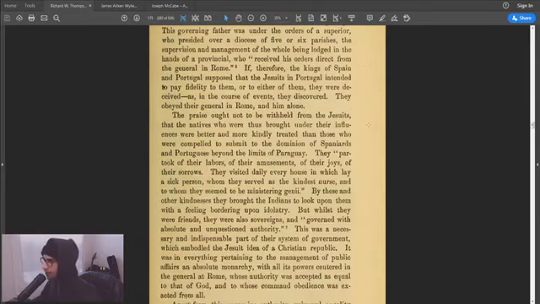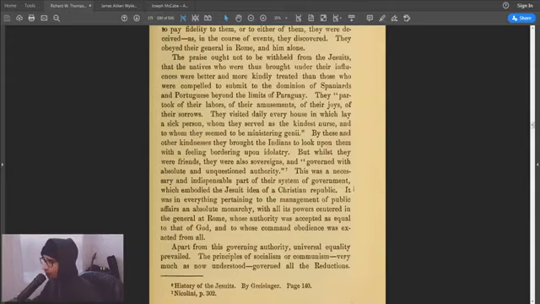This was a necessary and indispensable part of their system of government, which embodied the Jesuit idea of a Christian republic. It was in everything pertaining to the management of public affairs an absolute monarchy, with all its powers centered in a general at Rome, whose authority was accepted as equal to that of God, and to whose command obedience was exacted from all. Apart from this governing authority, universal equality prevailed. The principles of socialism and communism, very much as now understood, governed all the reductions.